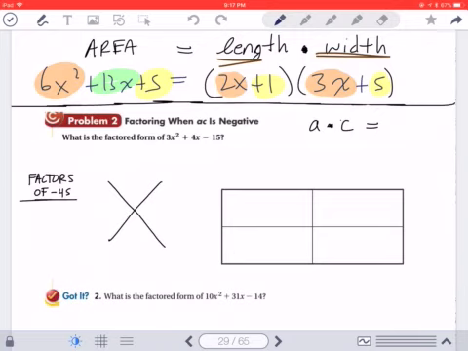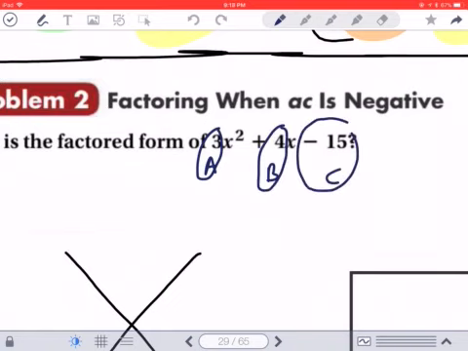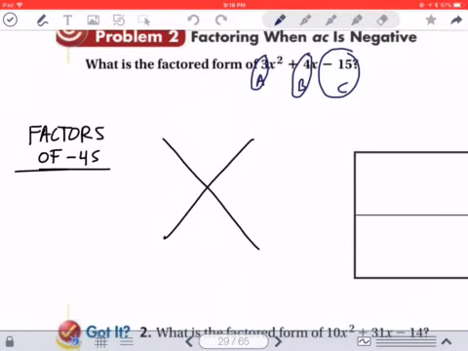So it says, what is the factored form of 3x squared plus 4x minus 15? So again, my a value is 3, my b value is 4, and my c value is negative 15. So when I do a times c, that's going to be negative 45. My b value is going to be 4.